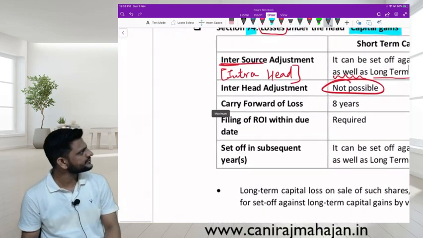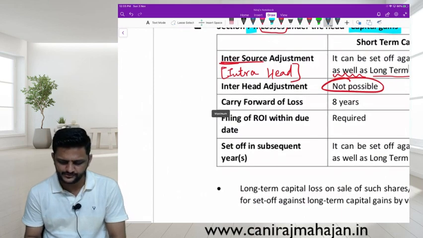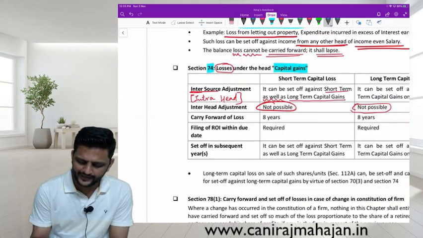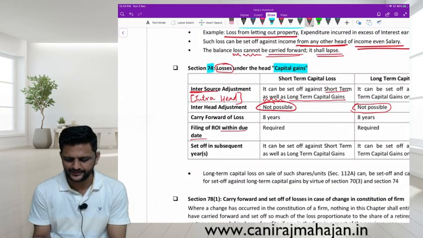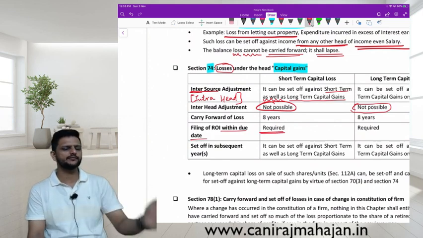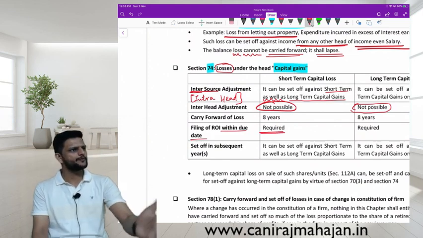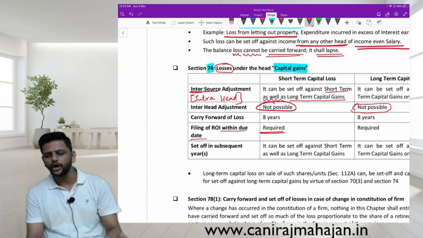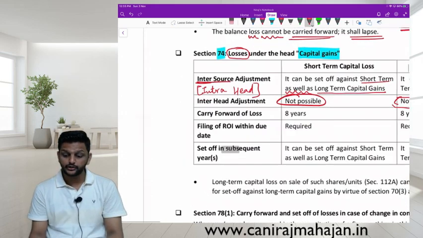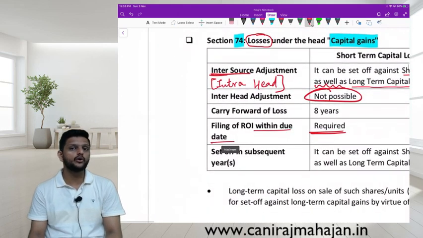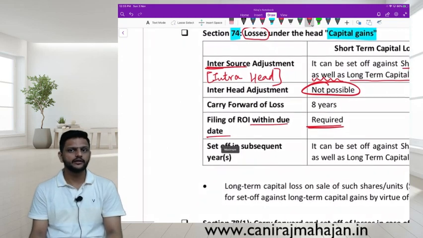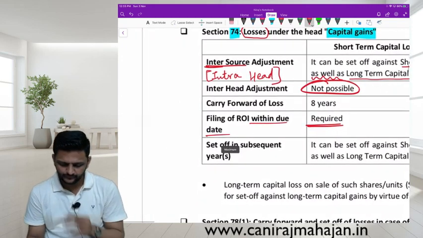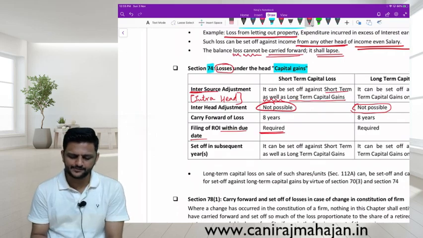Carry forward of loss. Short term, 8 years. Filing of ROI within due date is required. Did we see exactly something opposite now? For HP loss to be carried forward, the return may not be filed in time, that is okay. But to carry forward the capital loss, you have to file the return in time. Understood? Set off in the subsequent years.